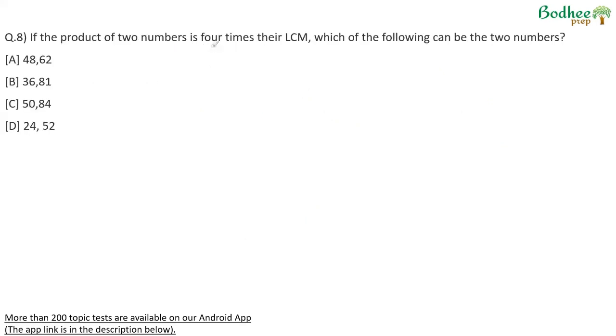If the product of two numbers is 4 times their LCM. Now we know that, say if the numbers are A and B, product of two numbers is nothing but HCF into LCM. According to the question, product of two numbers is 4 times their LCM. That means the HCF of the two numbers is 4, comparing the two equations. Which of the following can be the two numbers?